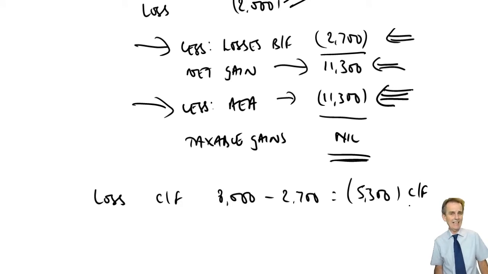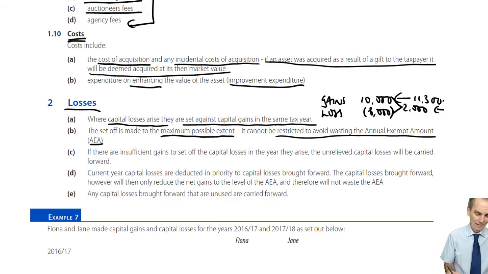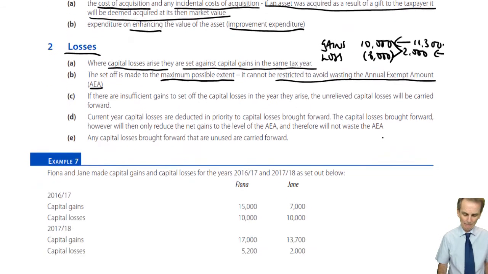Again, you could very easily get an objective testing question identifying effectively what would be happening in year 3 with the various different outcomes. So do please distinguish between the loss of the year and the loss brought forward. Back therefore to our notes.